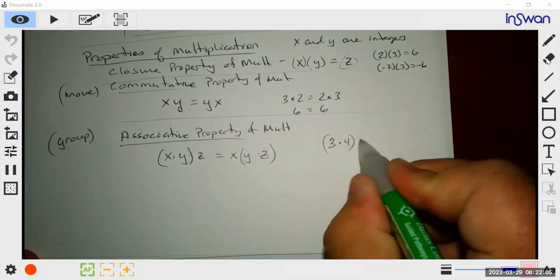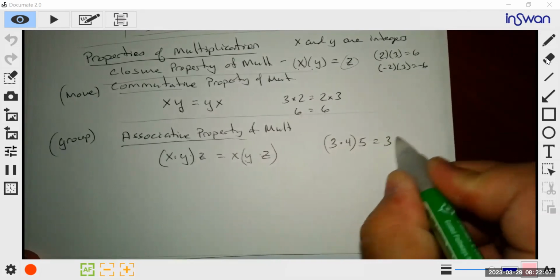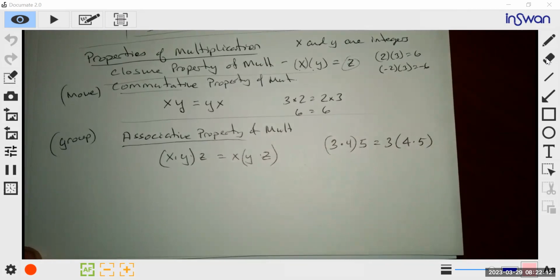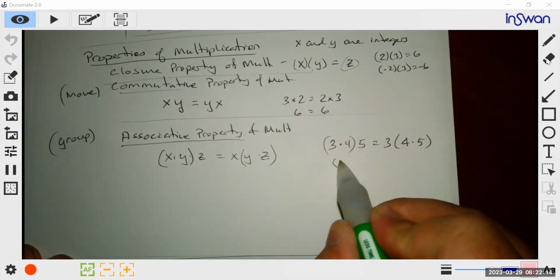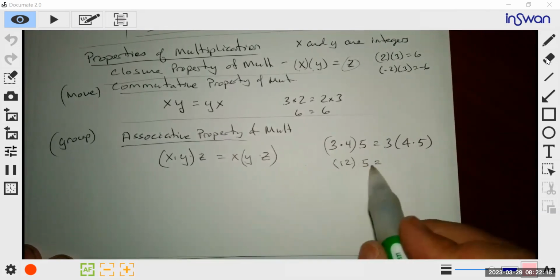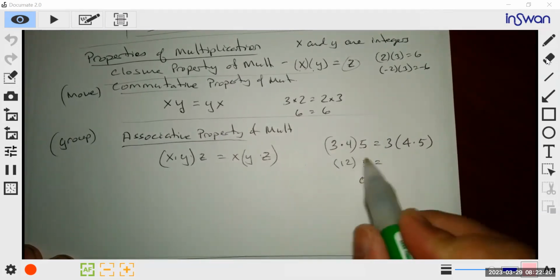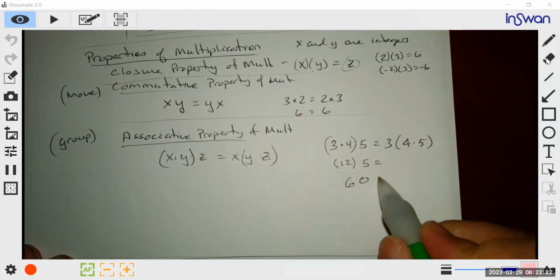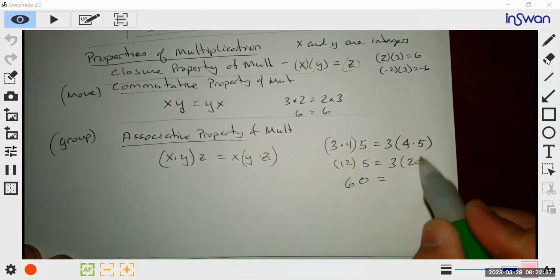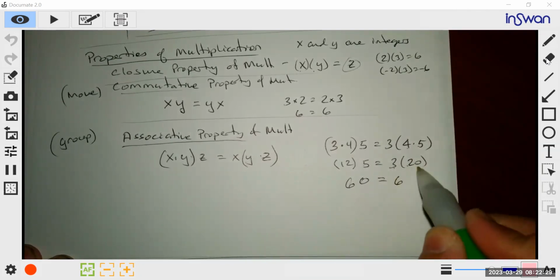3 times 4 times 5 equals 3 times 4 times 5. 3 times 4 is 12. 12 times 5 is 60. Or, 4 times 5 is 20. 3 times 2 is 6, and put a 0.